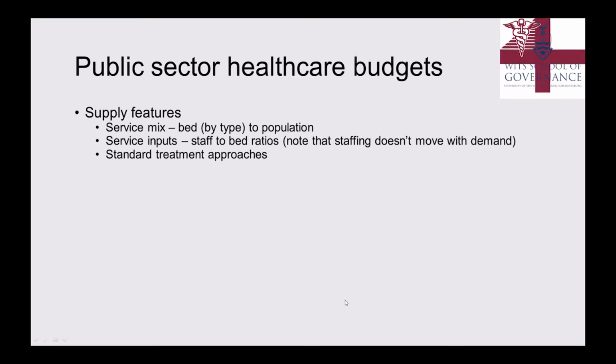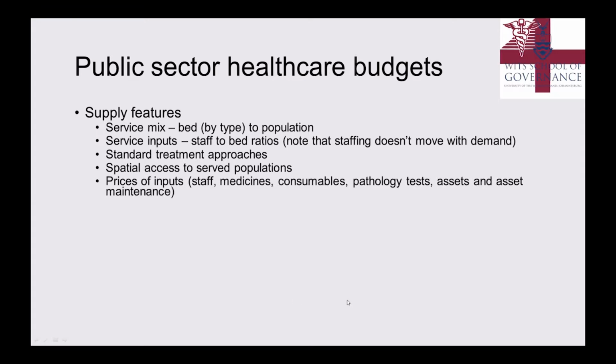You've got your standard treatment approaches, protocols. You've got to look at your spatial access to served populations, which is how you've distributed the number of beds geographically and the number of facilities and hospitals. Your prices of inputs are important, such as staff, medicines, consumables, pathology, tests, assets, and asset maintenance. Although these will move largely with demand, you will try and fix your prices up front as far as possible. Infrastructure will also be important. What infrastructure is in place? Your governance structure can affect the quality of what is delivered, but that's also a supply feature.